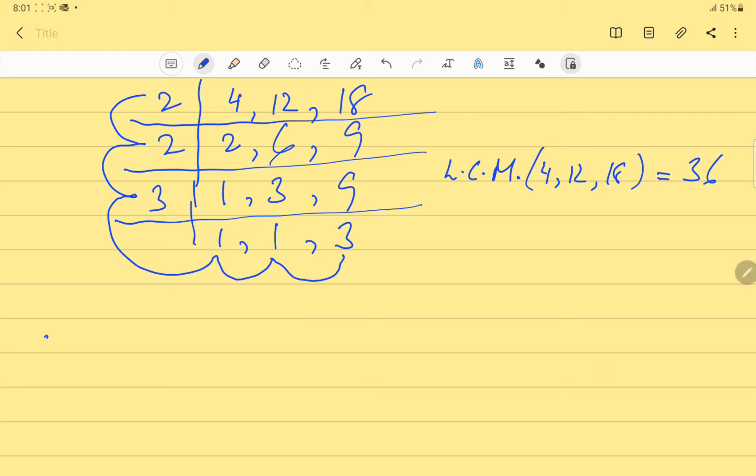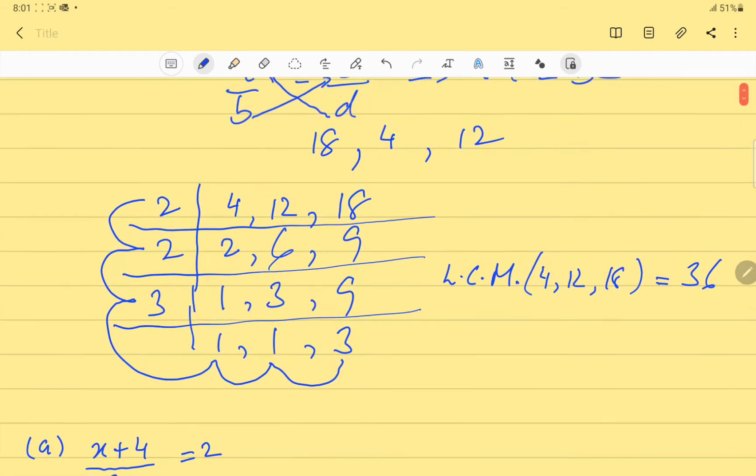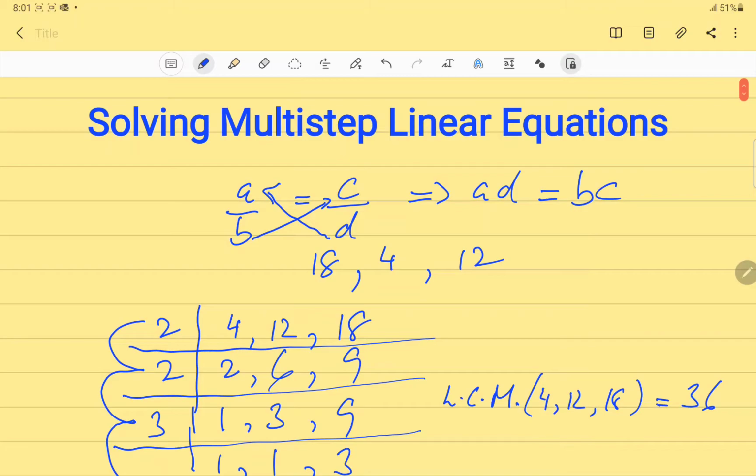Our first question is x plus 4 over 3 is equal to 2. Here I would like to clarify one more thing. Suppose on one side of the equation you have a fraction which is a over b, and the other side is only c. Even in this case you can cross multiply from one side only, even if there is no denominator on the other side. So you can write it like a is equal to bc.